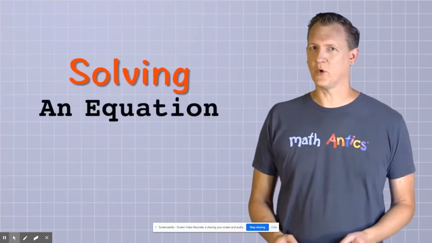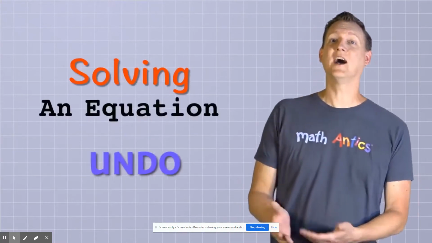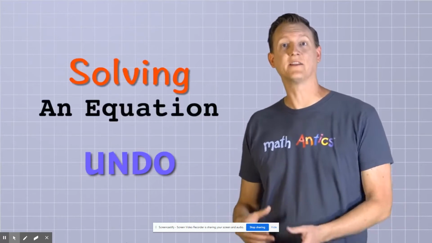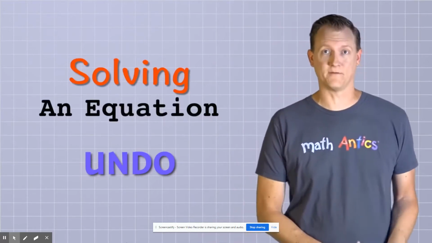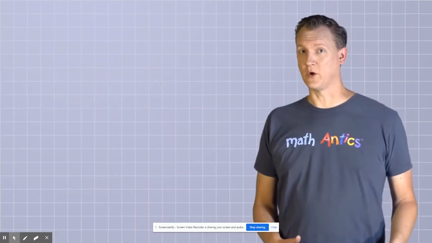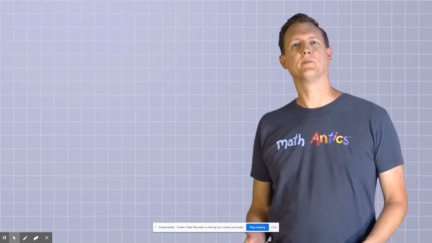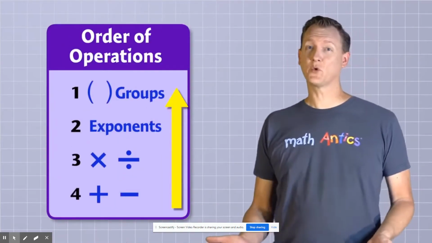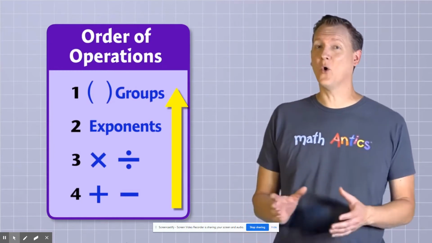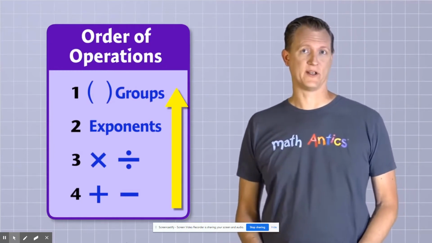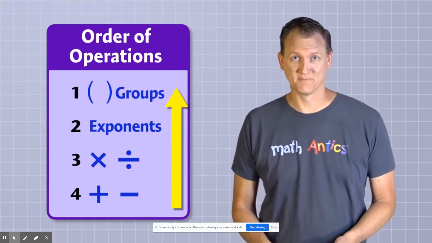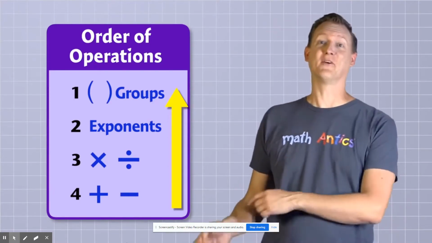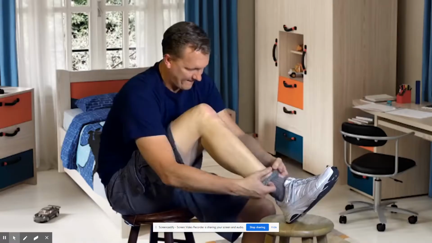But solving an equation is different because we're trying to undo any operations that the unknown value is involved with so that the unknown value will be all by itself. So when solving equations, the best strategy is to apply those order of operations rules in reverse. Using the reverse order of operations is not the only way to solve a multi-step equation, but it's usually the easiest way. Just like it's much easier to take your shoes and socks off in the reverse order that you put them on.